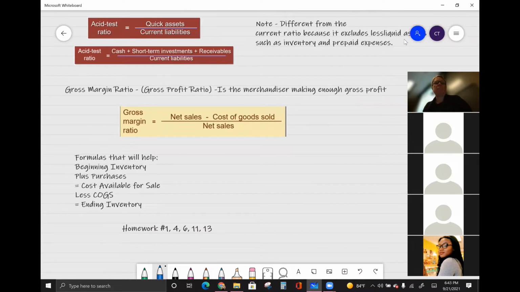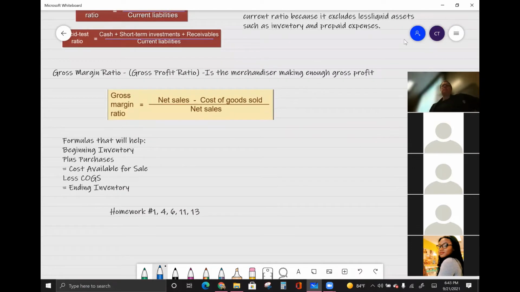And then we have the gross margin ratio. Just seeing if we're making enough profit. You can compare this year over year or, you know, quarter over quarter. And that one is net sales minus the cost of goods sold divided by your net sales.